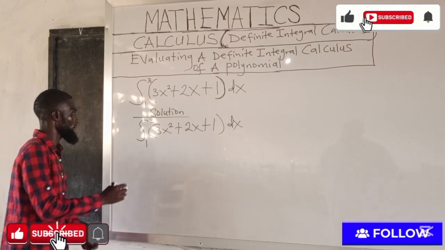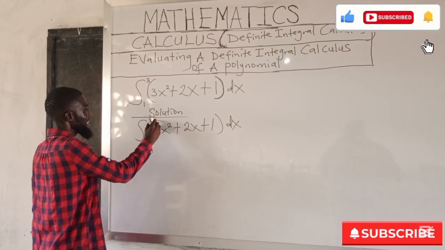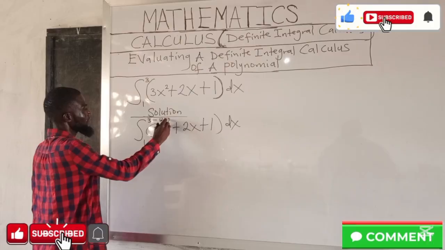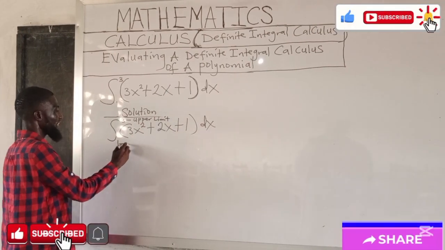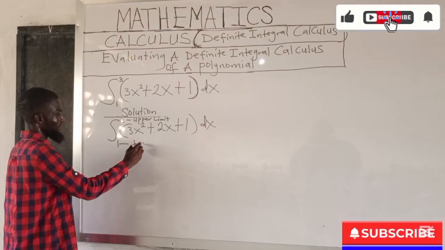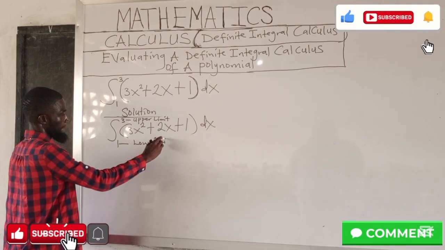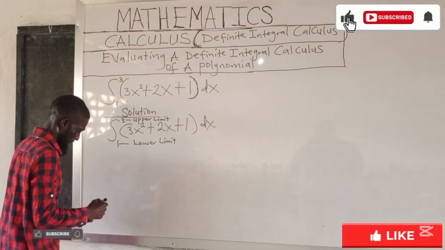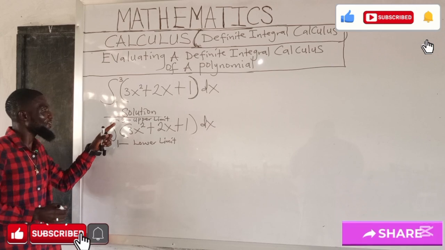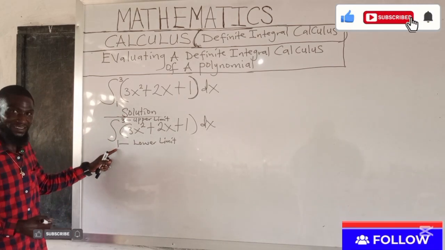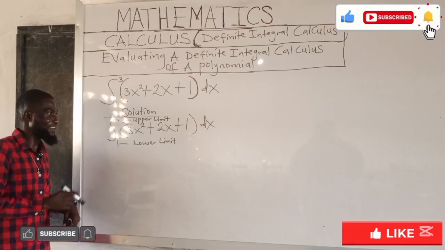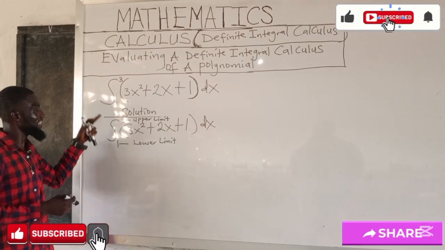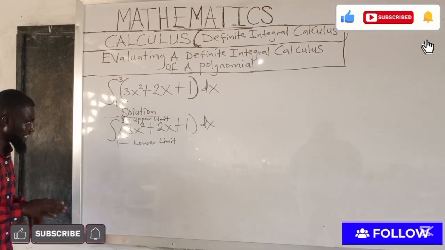But remember that 3 is called the upper limit, while 1 is called the lower limit. Because of both the upper and the lower limit, this type of calculus is called the definite integral calculus. Why? Because it deals with both the upper and the lower limit.